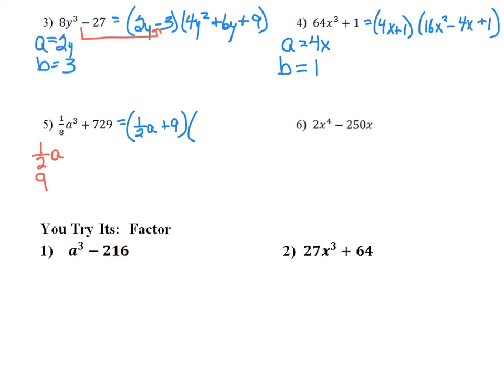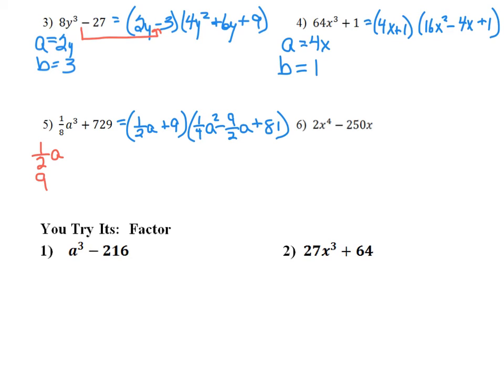For my trinomial, let's square the 1/2 a. So that's 1/4 a squared. Opposite sign, so minus. Multiplying the a and the b together gives me 9/2 a. Squaring the 9 gives me plus 81.